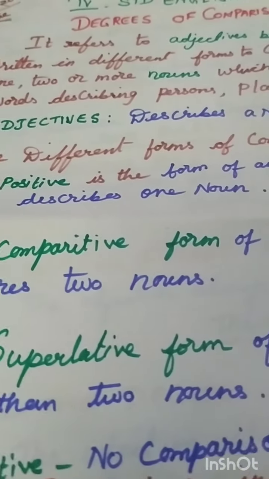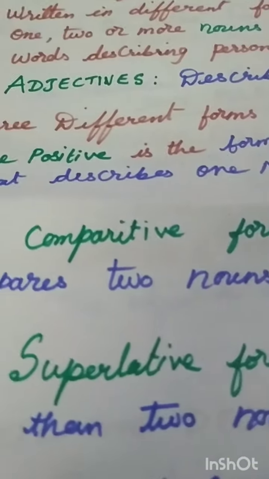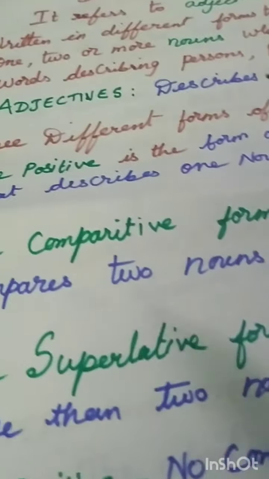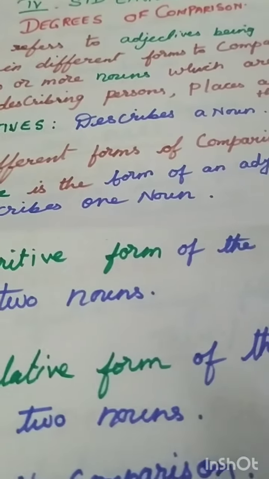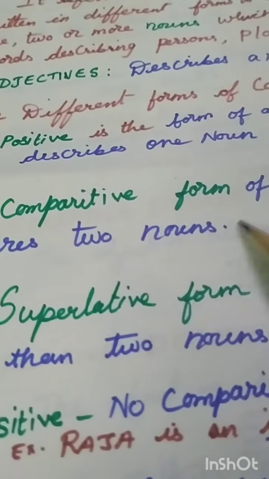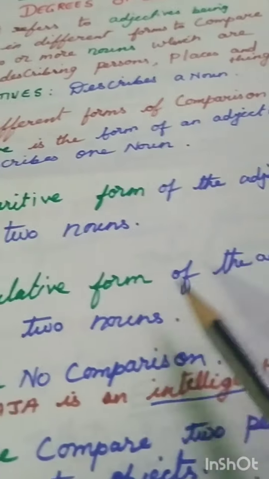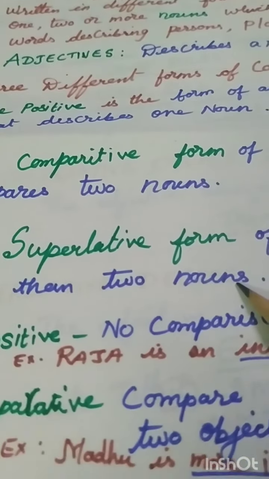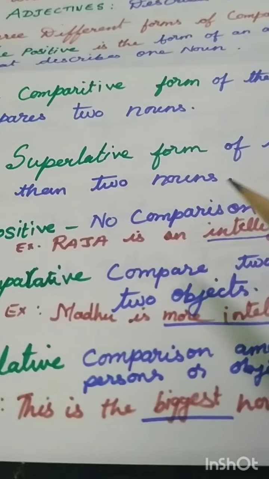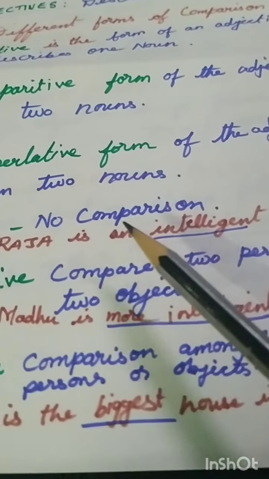Let us go for the positive. It is the form of an adjective that describes only one noun, particularly that only. The second one is comparative, where the adjective compares two nouns. Then the superlative form of adjectives is for more than two nouns. In the positive, no comparison will be done. It will be plain, and I will give an example.